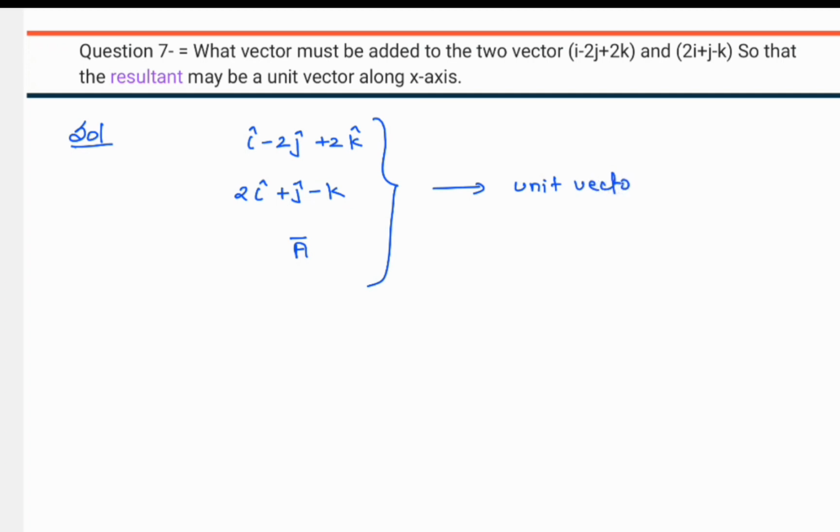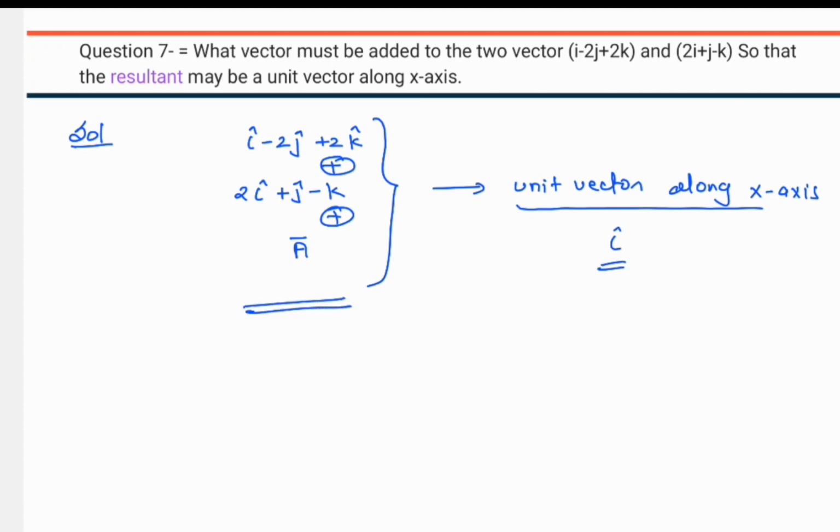Unit vector along the x-axis. It means when we add these three vectors, as a resultant we are getting the unit vector along the x-axis. What is the unit vector along the x-axis? It is I cap, no? Okay, now solve it. Add these three vectors and it will be equal to I cap.